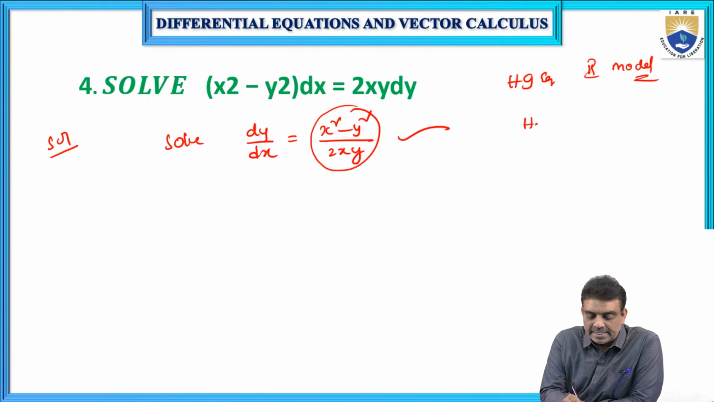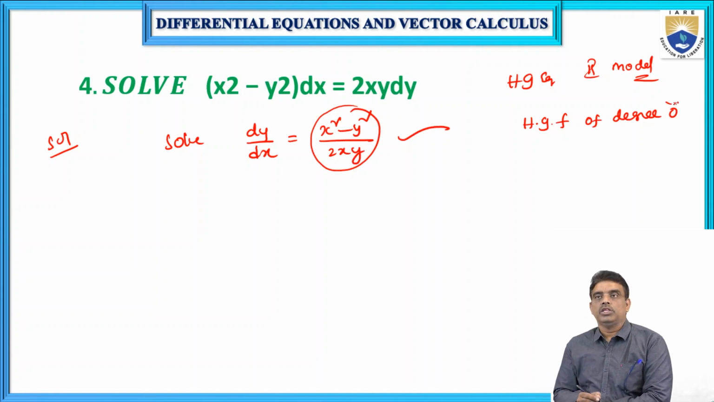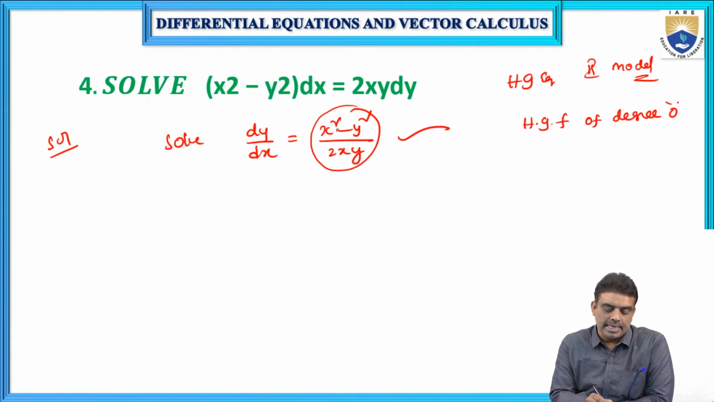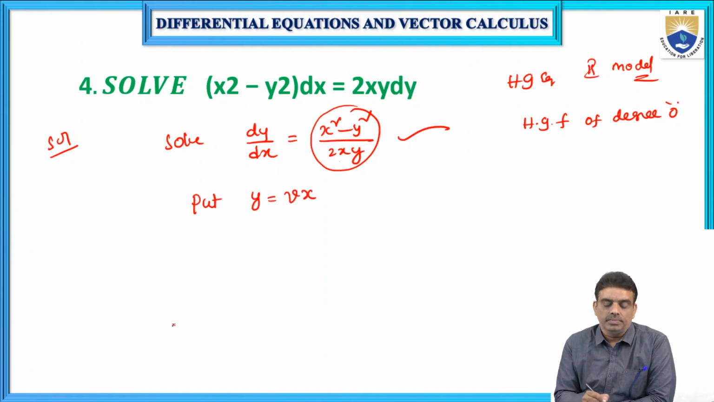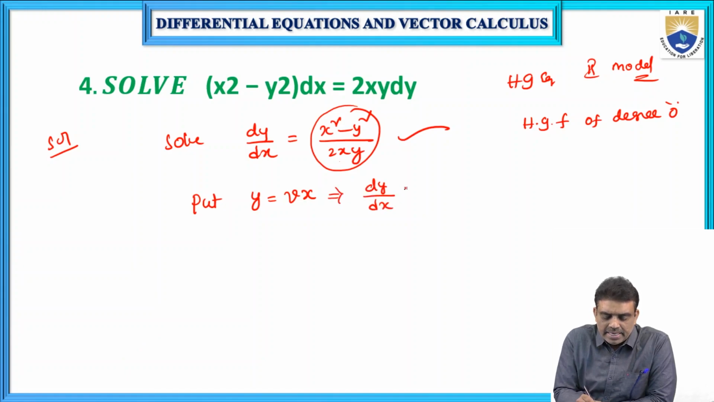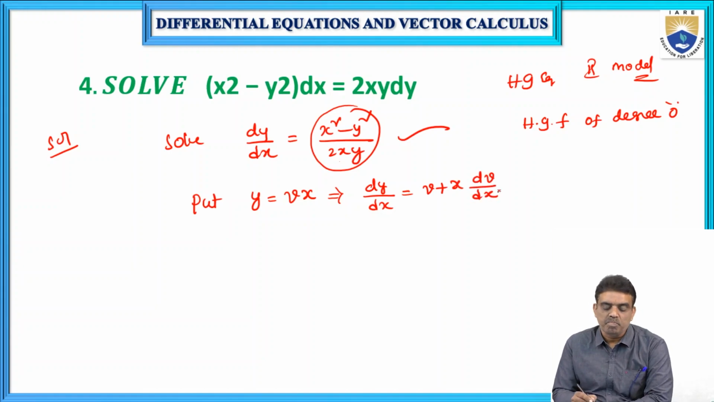The right hand side is a homogeneous function of degree 0. The numerator is k square by k square, k power 0. That means it is a homogeneous function of degree 0. So to solve the homogeneous equation, put y is equal to vx. Then what will be dy by dx? dy by dx is v plus x into dv by dx.